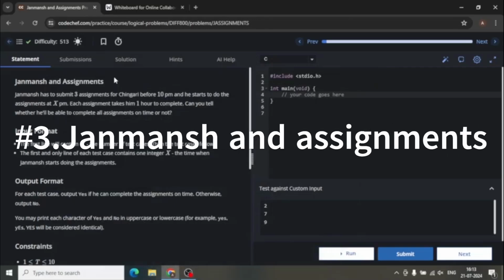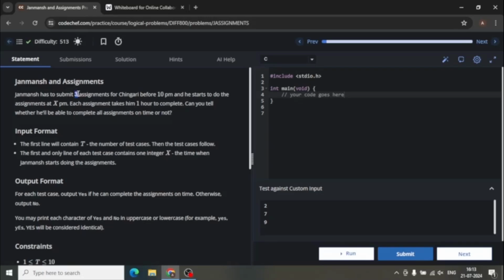Janmansh and assignments. Janmansh has to submit 3 assignments for Chingari before 10 p.m. and he starts to do the assignment at x p.m. Each assignment takes him 1 hour to complete. Can you tell whether he'll be able to complete all assignments on time or not?